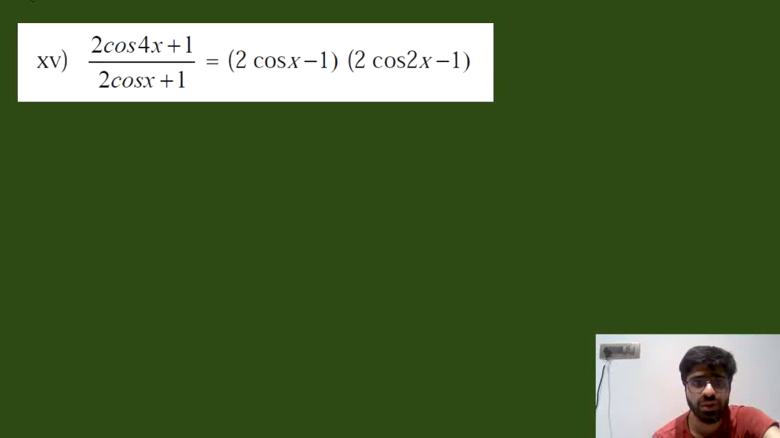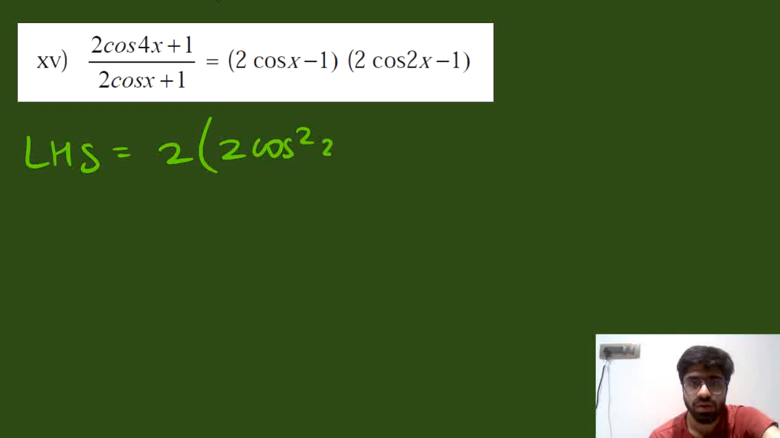Let's move on with the 15th one. Yet another easy question, because all you need to do is start simplifying cos 4x. The right hand side is anyway in terms of cos x and cos 2x only. So to simplify cos 4x, we write it as 2 times cos square 2x minus 1 plus 1 upon 2 cos x plus 1.